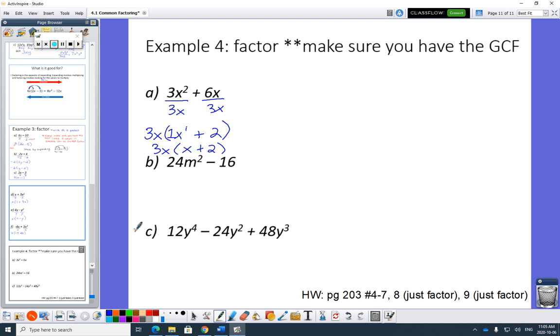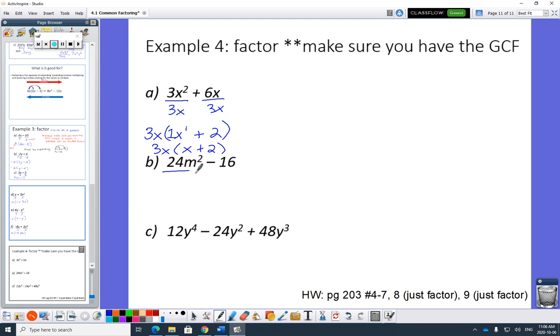Okay, so 24 and 16. 16 does not go into 24 evenly, and there are many factors. So you could do 4. 24 divided by 4 is 6. 16 divided by 4 is 4. So 6 and 4 can still be divided. So you're looking for a higher greatest common factor. So 24 divides by 8, and so does 16.